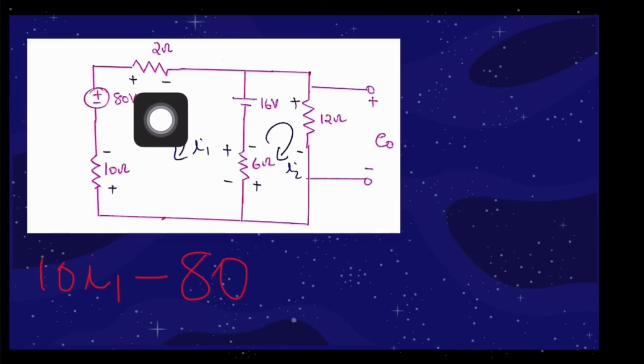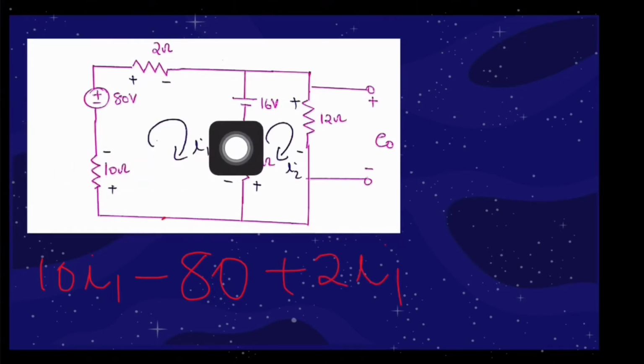Then the voltage drop across this 2 ohm resistor. Can anybody tell me which term should we add to the KVL equation to represent the voltage drop across this 2 ohm? We should add a plus 2 I1 term. Next, this 16 volt voltage source, from the polarity mark, it is clear that we can add a term plus 16 to our KVL equation.